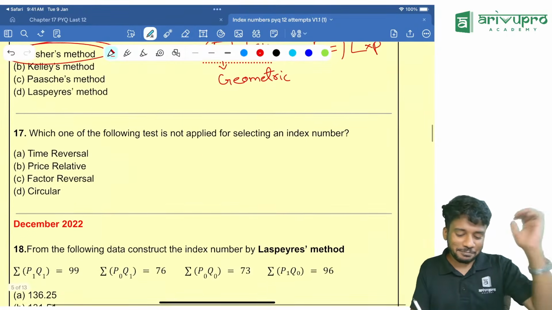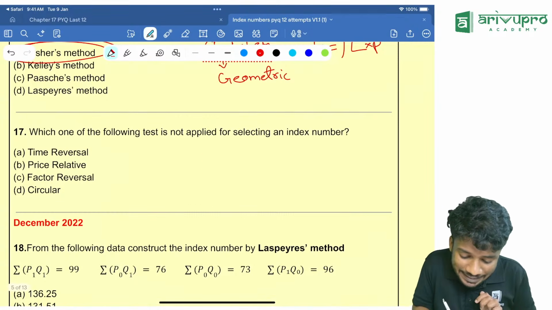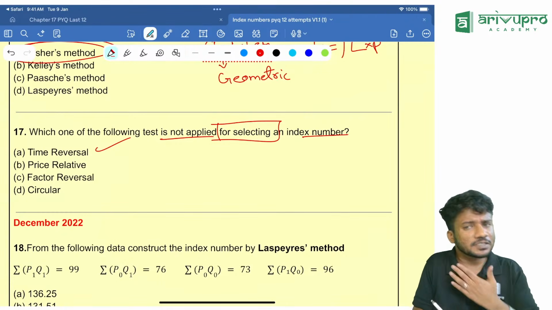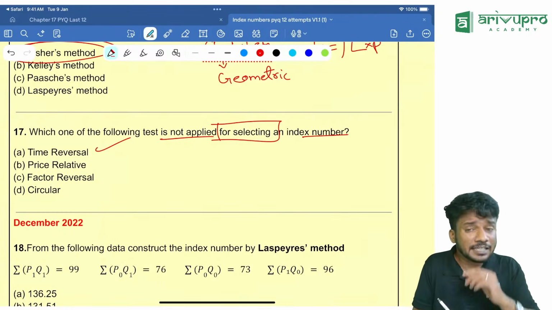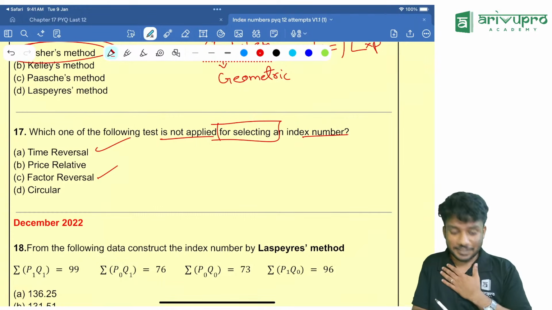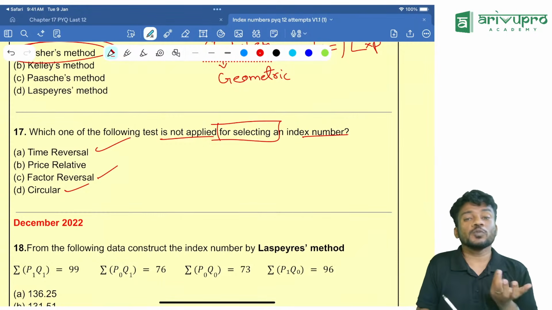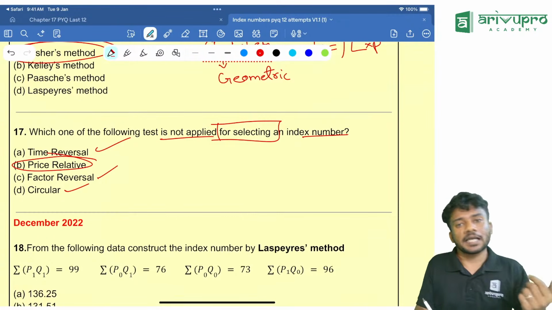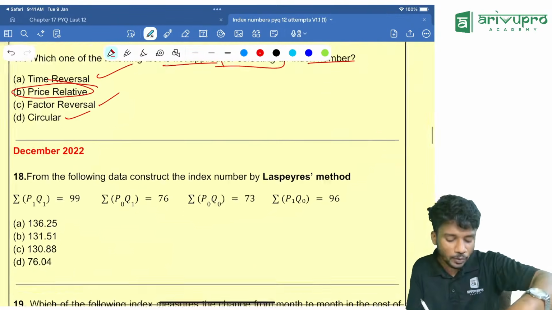Yes. Next question, people. Which of the following test is not applied for selecting an index number? People, time reversal test, we know. Price relative, I'll come to that. Factor reversal test, we know. Circular test, we know. So which of the following is not a test of adequacy or consistency? That is price relative. Option B is your answer.